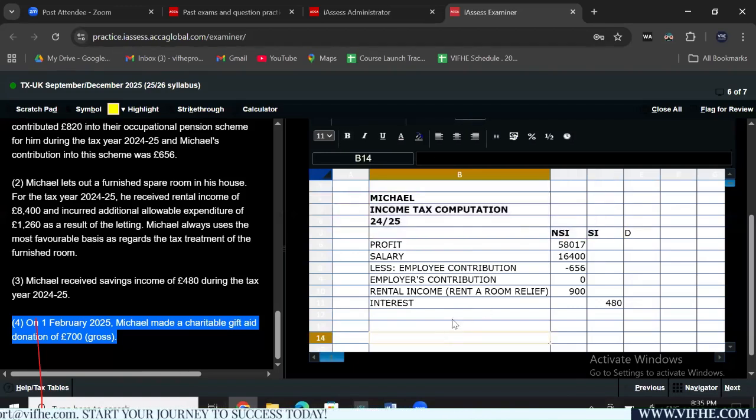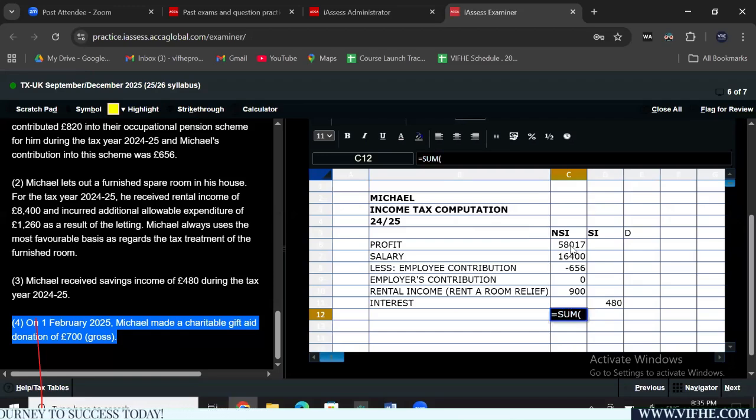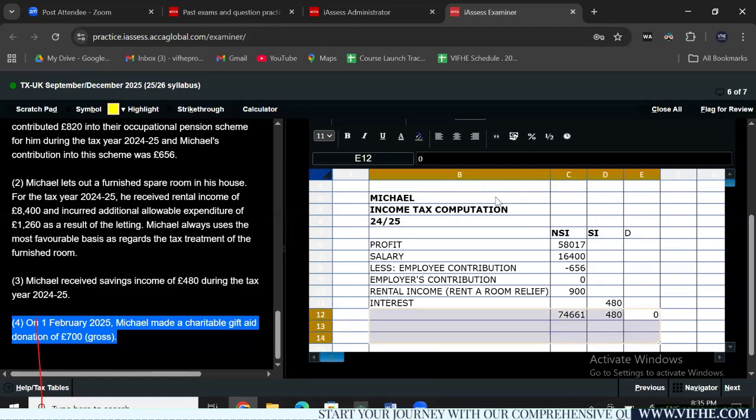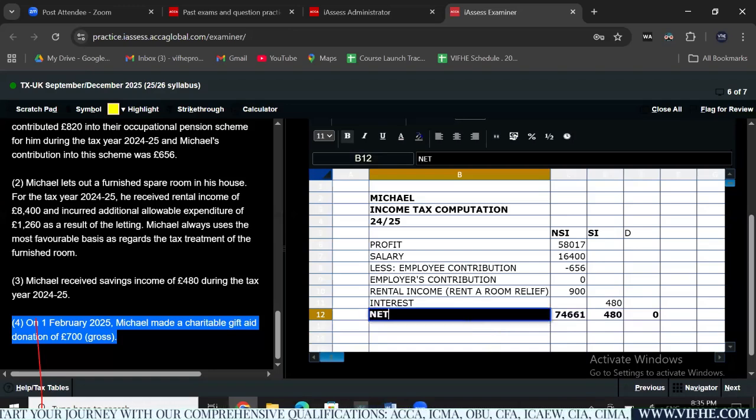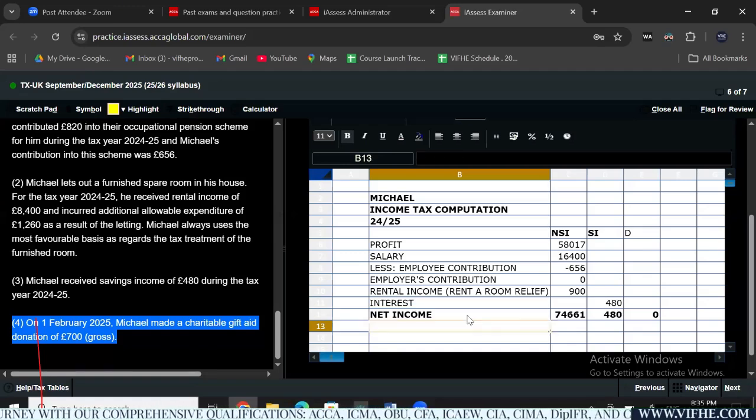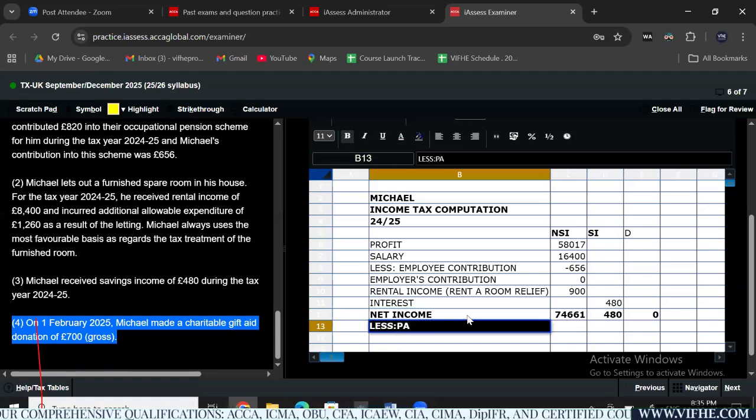Okay. Now I'm going to take the total income for non-savings column first. It's going to be 74661. For savings, that's going to be just 480. And for dividend, it is 0. Now I have calculated the total income. Against total income, we deduct qualifying interest payment, which is not mentioned in the question. So I will simply call it net income, against which we need to deduct the personal allowance figure.